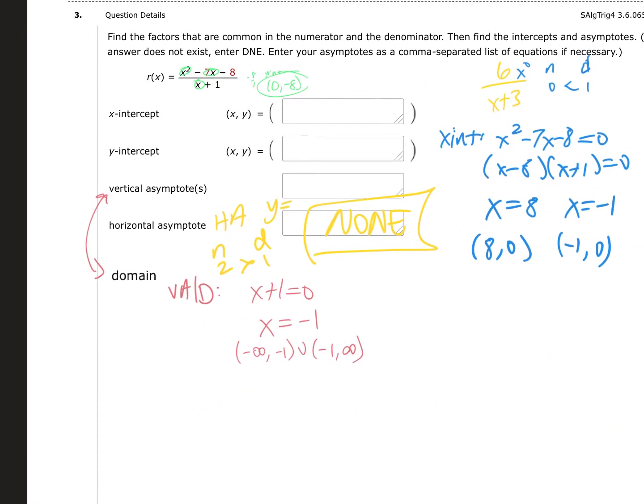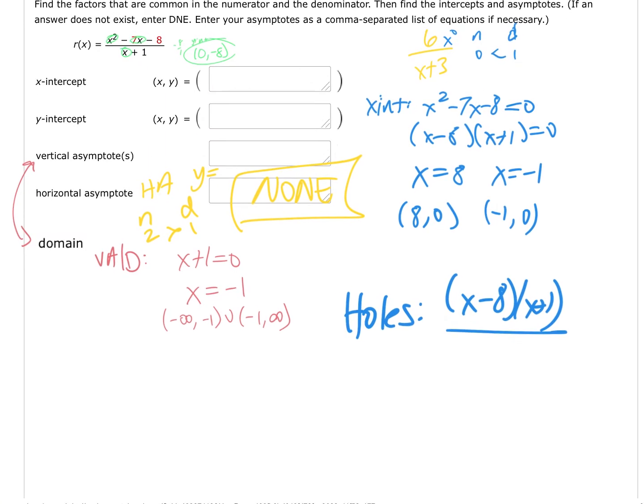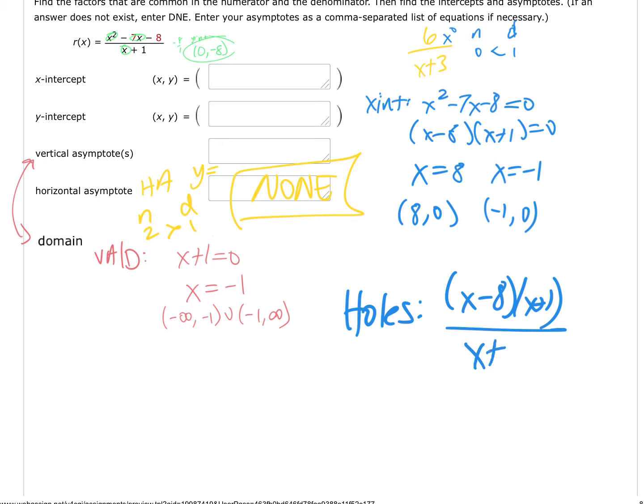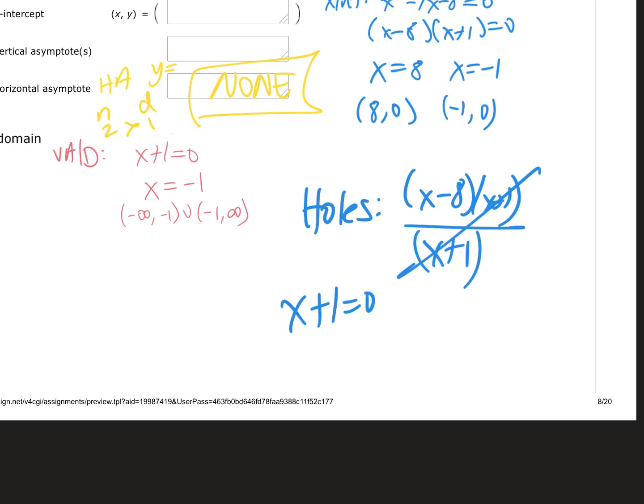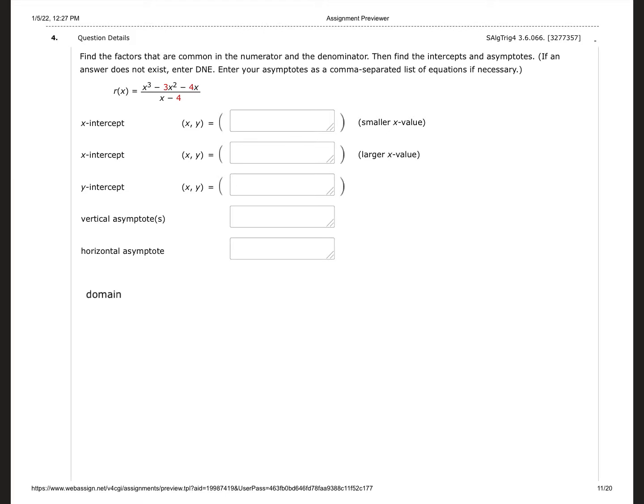All right. Do I have any holes here? Let's just check and see. How do we find holes? Factor the numerator, x minus 8 and x plus 1. Factor the denominator, x plus 1. Anything exactly the same? Yes. x plus 1 equals 0. So you have a hole at x equals negative 1. If you had to write that as an intercept, it would be negative 1, 0.